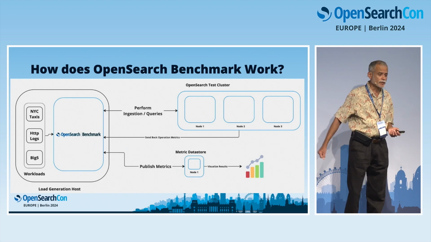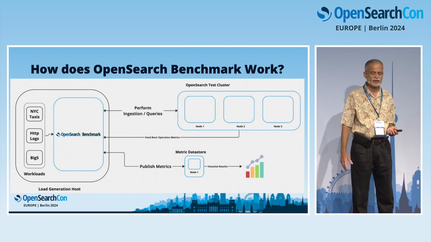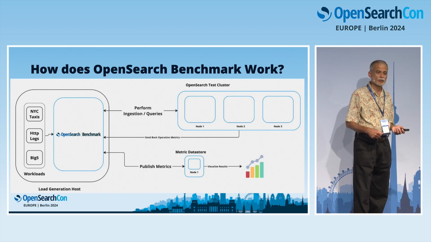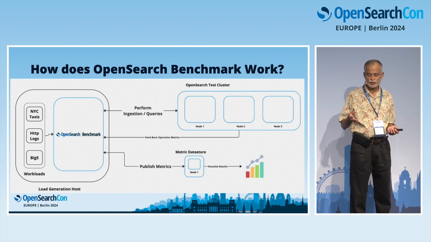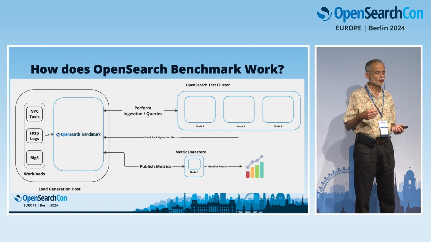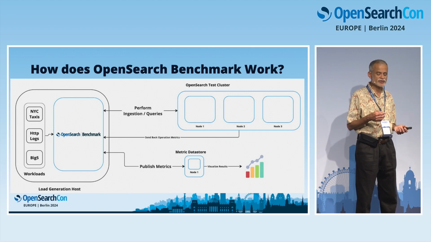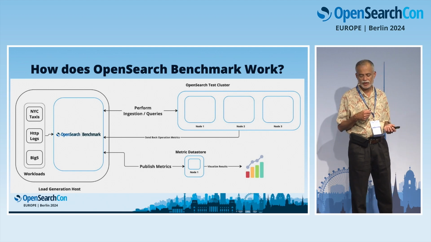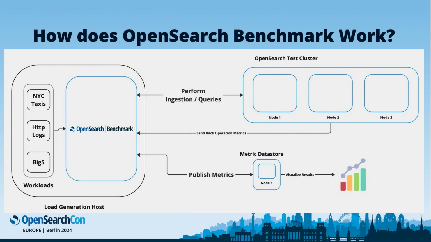So how does OpenSearch Benchmark work? At a high level, you can see on the right side, there is a cluster with 3 data nodes. On the left side is a load generation host, where the user has installed OpenSearch Benchmark, and then you see a few workloads over there. When the test is initiated, the top arrow shows that it issues a bunch of requests for ingestion and queries, and obtains the information when these queries are finished. And at the end of the test, the second arrow shows that OpenSearch Benchmark queries the cluster and captures metrics using the stats API, for instance.